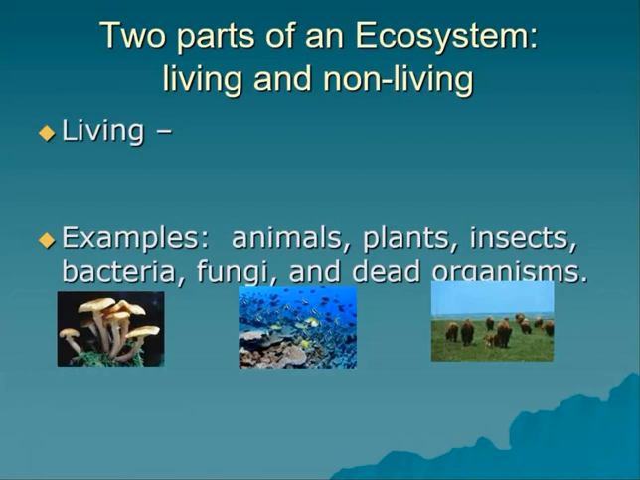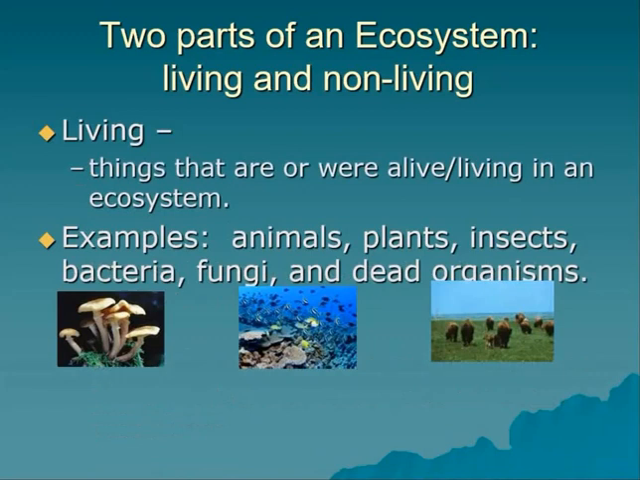We've also said that the 2 parts of an ecosystem are what? Living things and non-living things. Living things are things that are or were alive in an ecosystem. Examples: animals, plants, insects, bacteria, fungi, and dead organisms. And we refer to them as what? Living organisms.